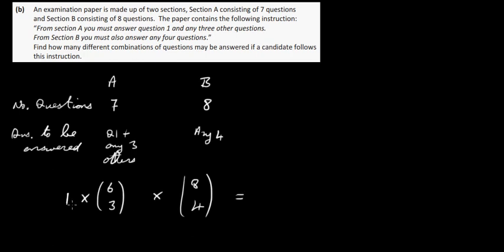Now when you work this out, it's 1 because we have to do question 1, then we have to choose 3 questions from the remaining 6, and we have to choose 4 questions from the 8. So when you do that you get 1,400. So there are 1,400 different combinations of questions that may be answered if the candidate follows these instructions. So that's our answer, if you like. Okay, and that's it for question 1.